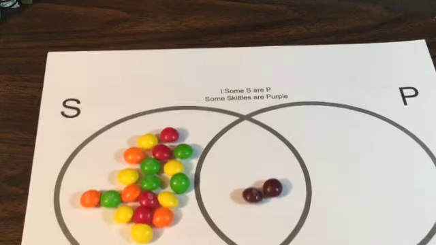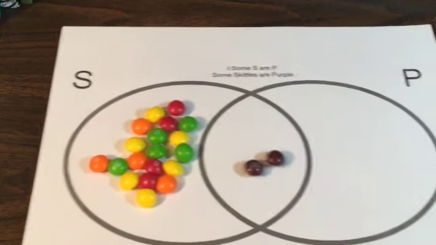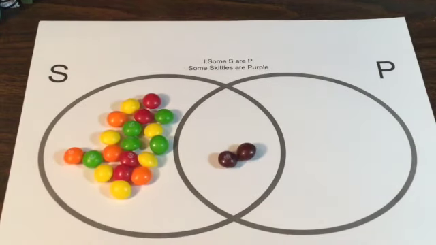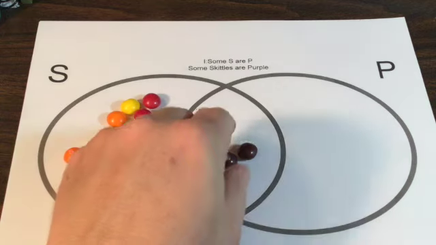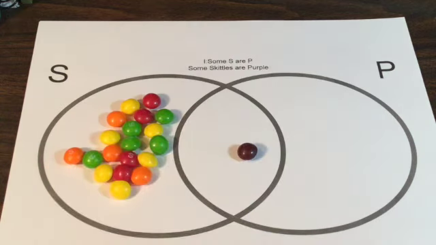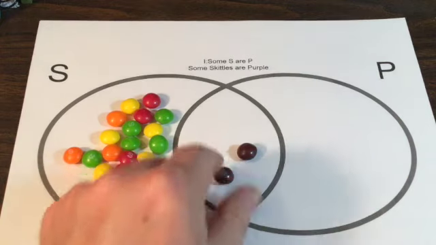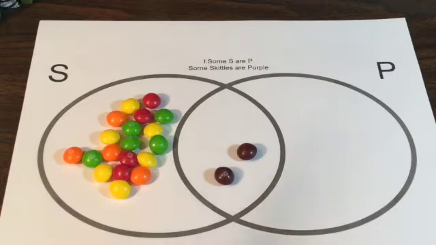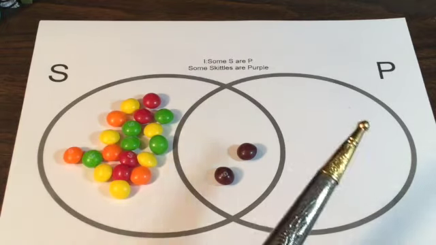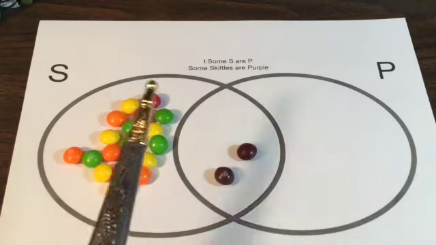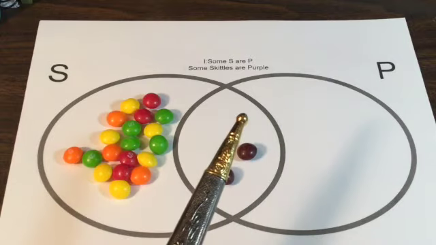Now, not all of them, not many of them, but some are. In fact, the rule in categorical logic is even if there's one, then there are some. So if I had only one purple Skittle, there are still some Skittles that are purple. So we see here there's a relationship. Remember, categorical arguments, categorical statements. There's categories and there's a relationship between them.